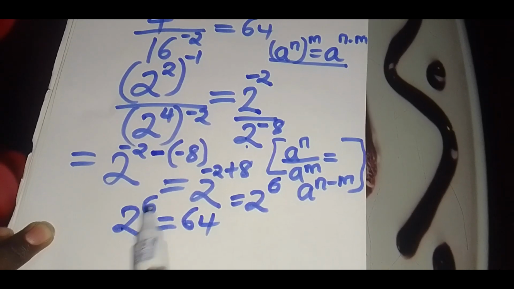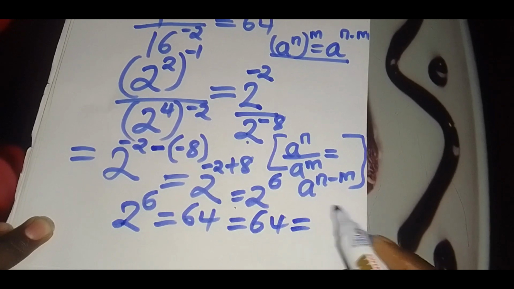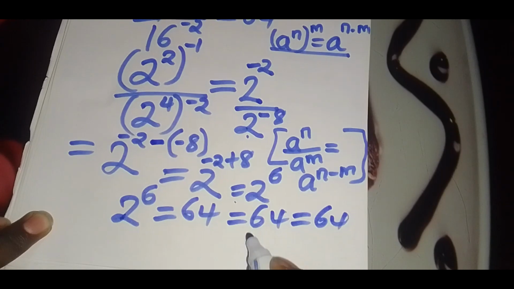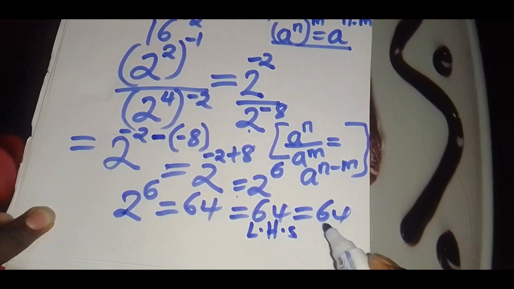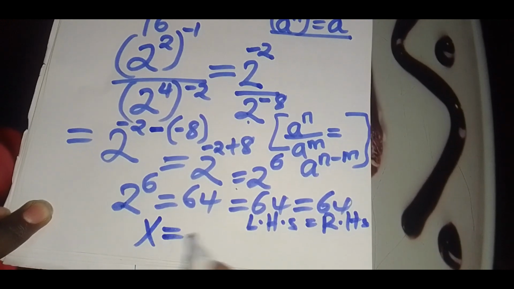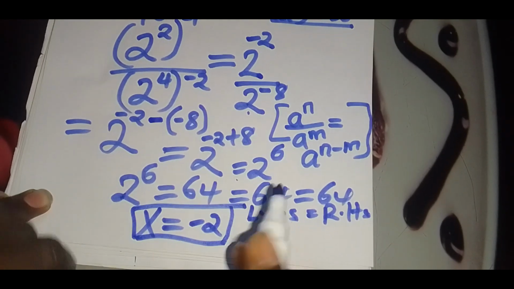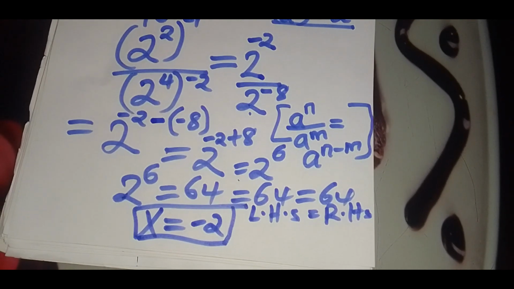And it's true that 2 raised to power 6 is equal to 64, which happens to be equal to 64. So that means that the left hand side is equal to the right hand side. And that affirms that the value of x, which is negative 2, is the solution to our exponential equation.